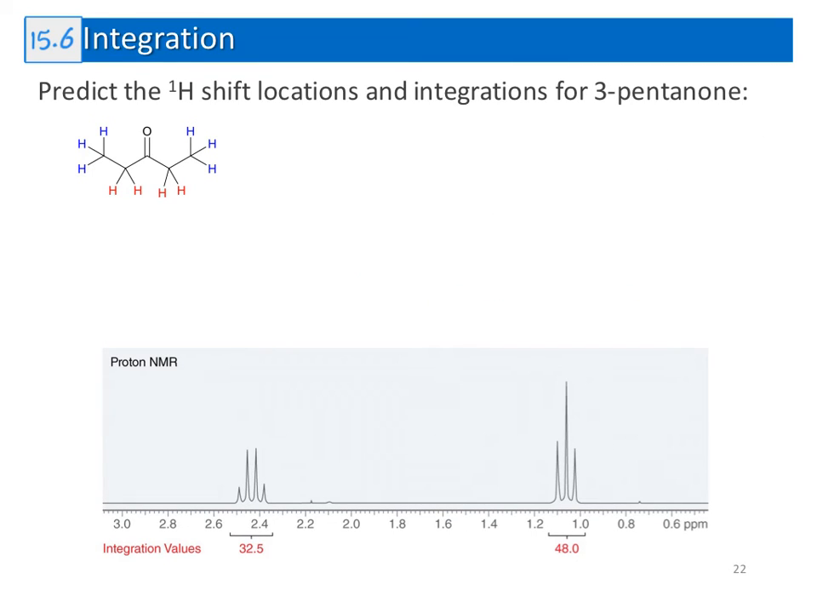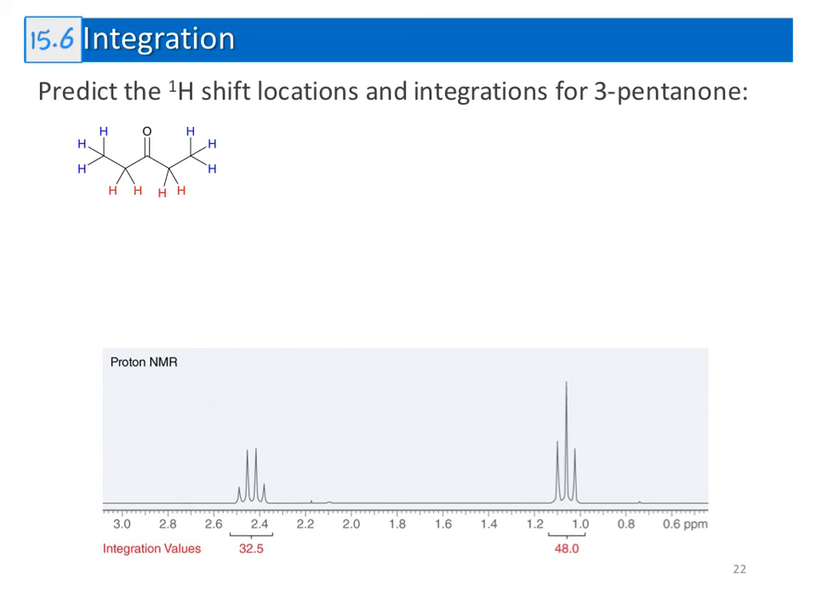Now let's look at this structure again, 3-pentanone. We looked at it before. We know that there are two signals there because there is a symmetry in this molecule. So if you remember, there was a symmetry here and we had two signals for this molecule. Now we want to decide which signal belongs to the blue hydrogens and which one belongs to the red hydrogens. In order to do that, we can look at the integration values. The integration values here are 32.5 and 48.